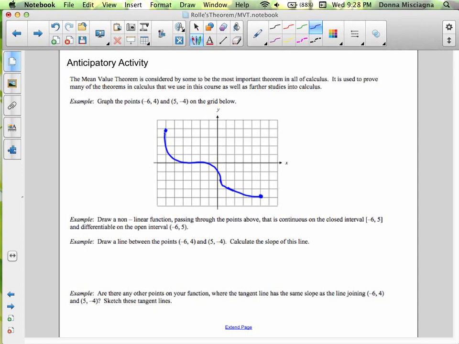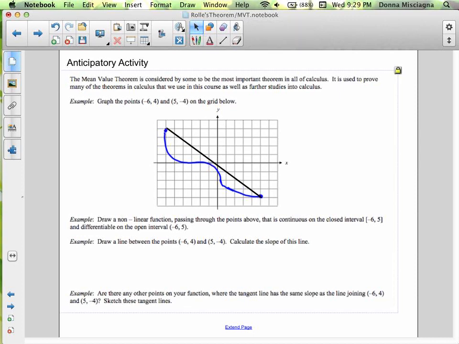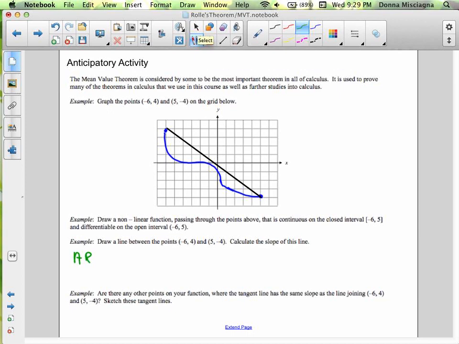We want to draw a line between the points and calculate the slope. I'm going to do that with the line tool, and then I'm going to move the line so it actually goes through the point. So there's our line. And we're going to calculate the slope of the line. That's pretty easy because we have the points. So the slope, this would be the average rate of change. This is the slope of the secant line. The slope between any 2 points is the average rate of change.